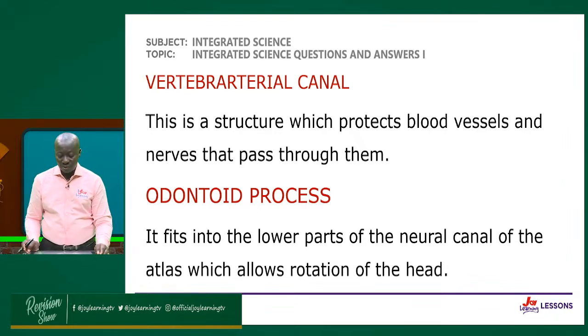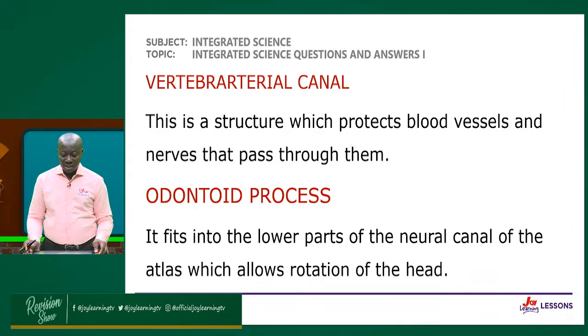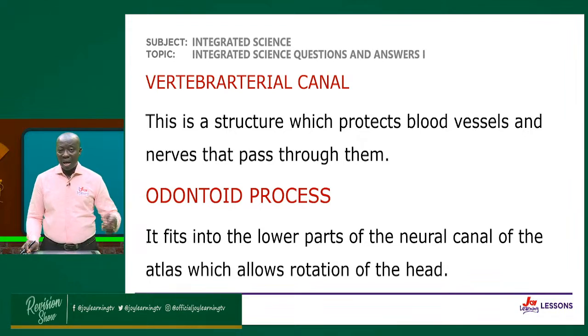Anterior means front and posterior means back. We also have what we call the vertebral canal. This is a structure through which blood vessels and nerves pass. You find the vertebral canal in the atlas as well as the axis. They have a separate hole through which blood vessels are connected directly to the brain to supply the brain cells with nutrients. Other vertebrae do not have a vertebral canal, but the atlas and axis do. And we also have what we call the odontoid process.